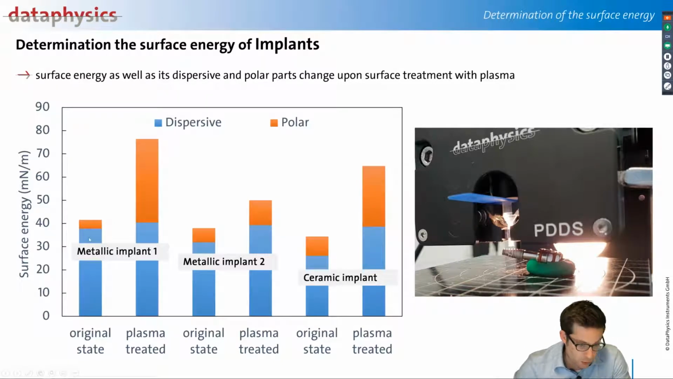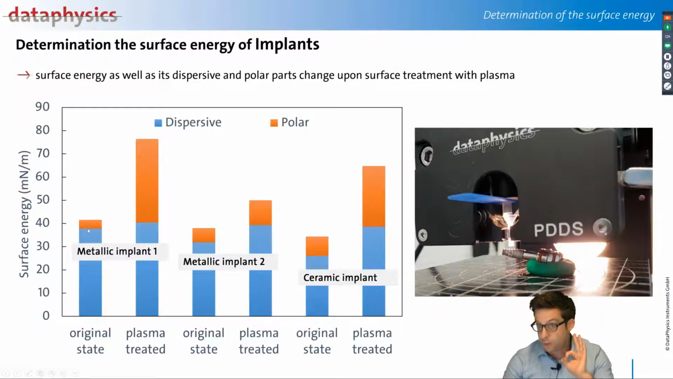Now have a look at the beginning. When we take out the fresh implant, the surface is mainly dispersive, with only a little bit of polarity. Now we take exactly the same implant and do a plasma treatment with the Piezobrush. And you can see, wow, all of a sudden the polarity of the surface increases very much.